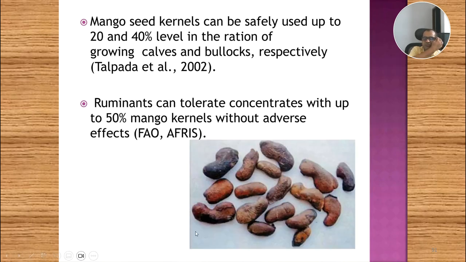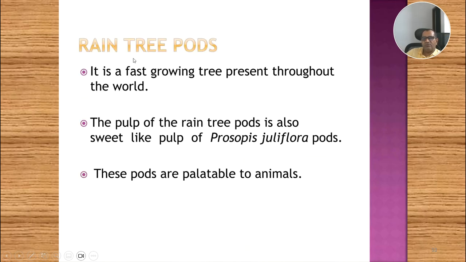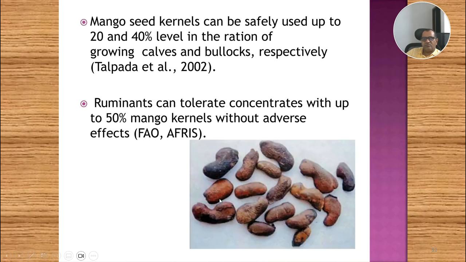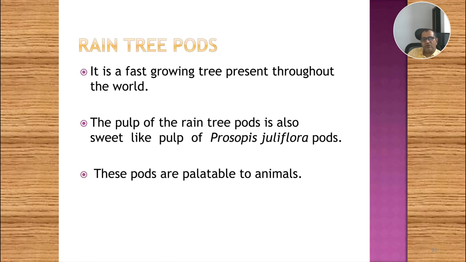So this is the photo of the mango seeds, and these can be up to 22 to 40% of the total diet, but ruminants can tolerate concentrates up to 50%. Then mango kernels without the additives affect the nutritional value of the animal.